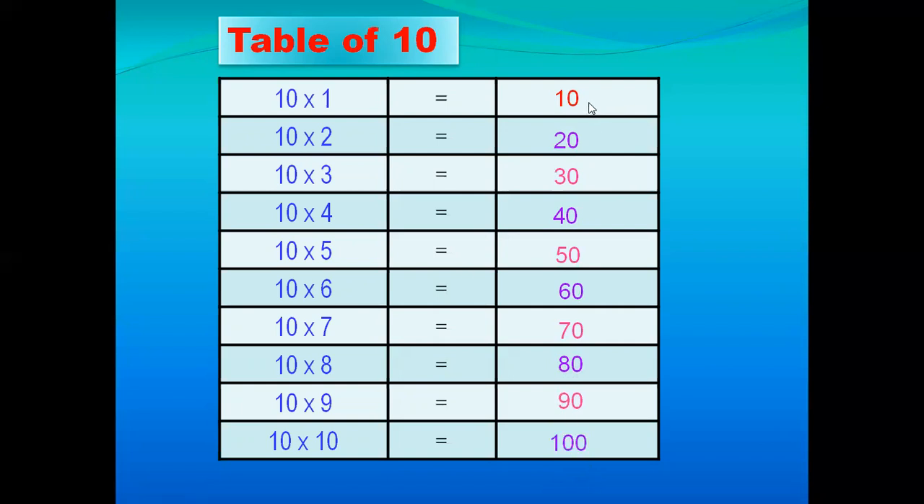Okay. Again, the table of 10, read with me. 10 ones are 10, 10 twos are 20, 10 threes are 30, 10 fours are 40, 10 fives are 50, 10 sixes are 60, 10 sevens are 70, 10 eights are 80, 10 nines are 90, 10 tens are 100.